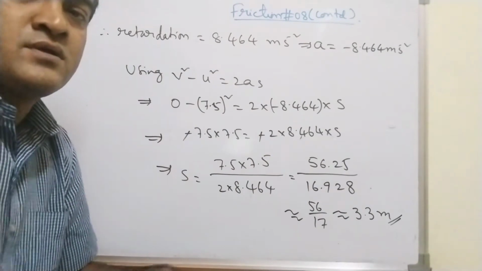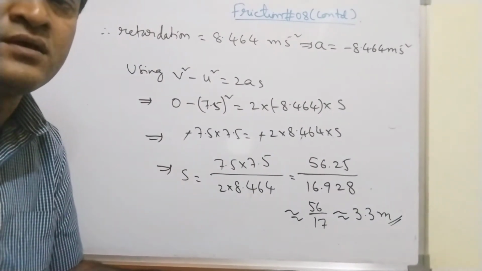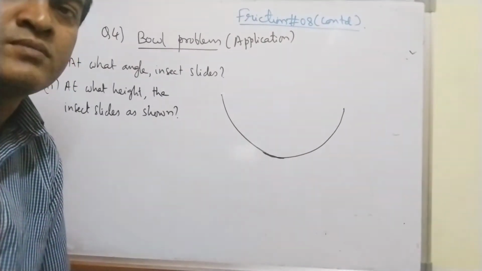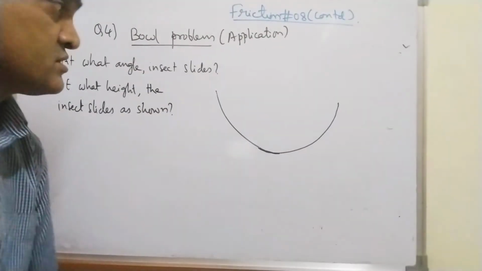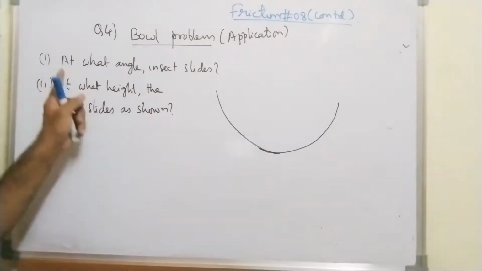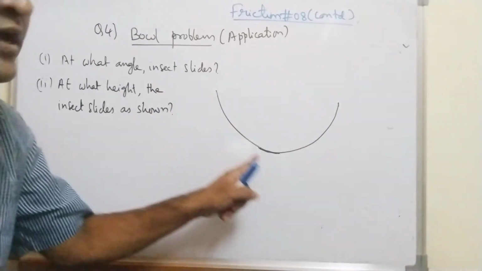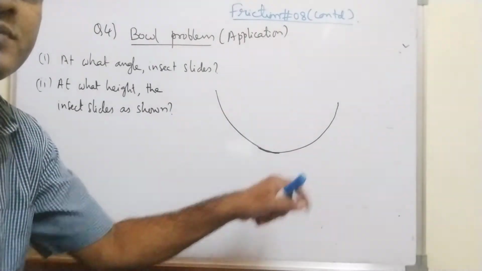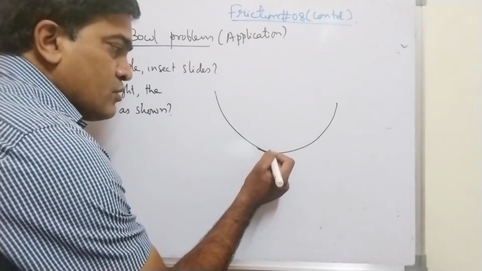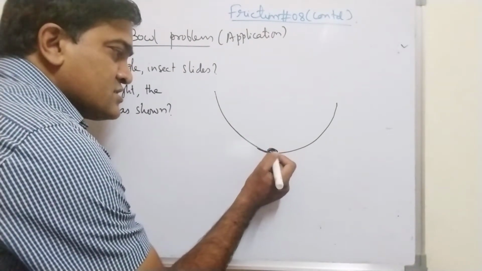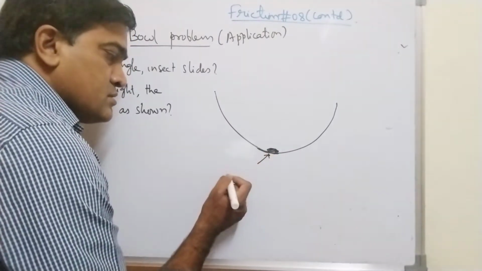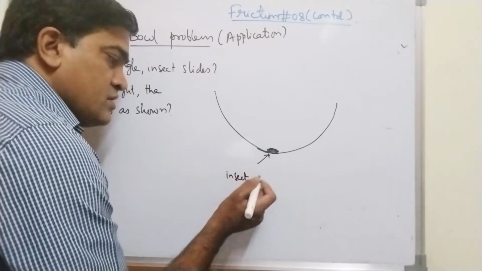Fine. This is another numerical. Very important problem, very important application. This is a bowl problem, or I can say bowl numerical. This is the question. Anyways, let me read. This is a hemispherical bowl. Here I have an insect at the bottom. Let me consider this as insect.